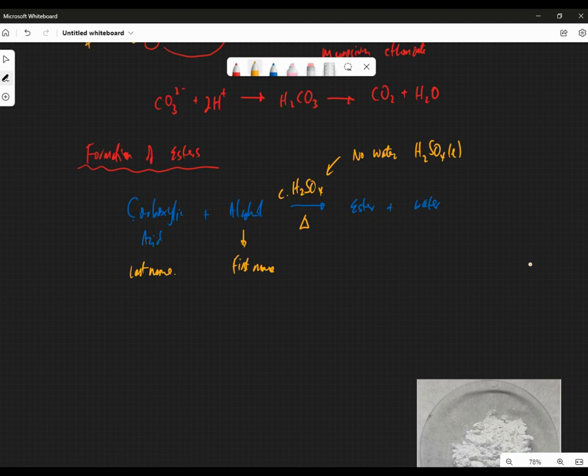Now you can do this in a test tube, believe it or not. If you just put your acid and your alcohol together in a test tube, you heat it up. This is our reaction mixture. You heat it up, and there you go, it forms an ester.